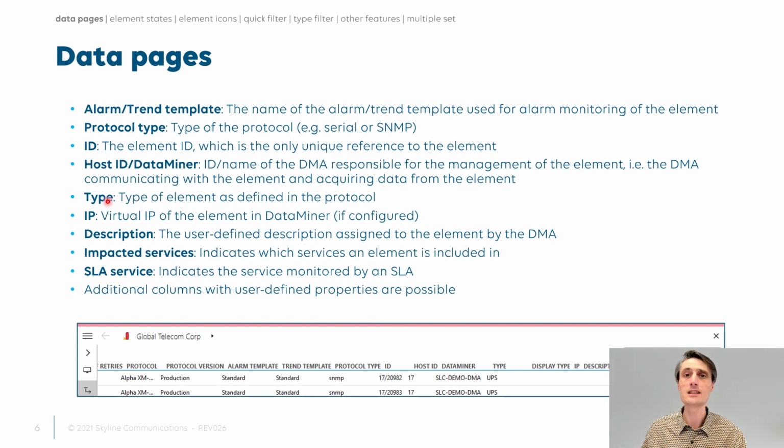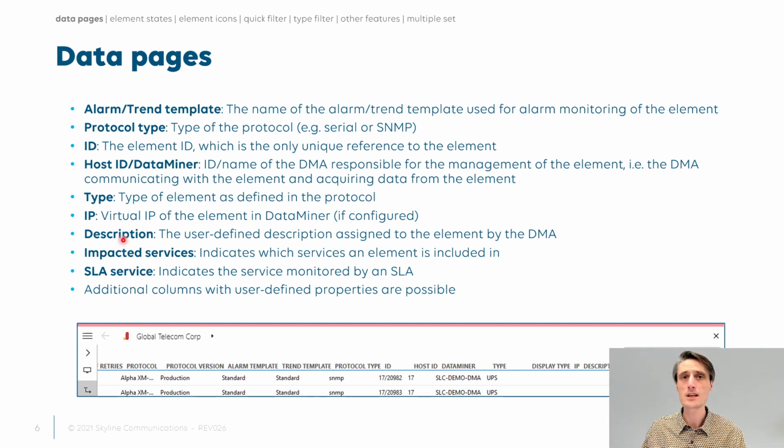The type of element as it is defined in the driver, the protocol type that I mentioned before, that's more like a serial or SNMP, and we also have the type of element, that's the UPS. The virtual IP, if that would be configured, it is possible to assign a virtual IP to an element so that we can convert it northbound to a virtual SNMP agent if that would be configured.